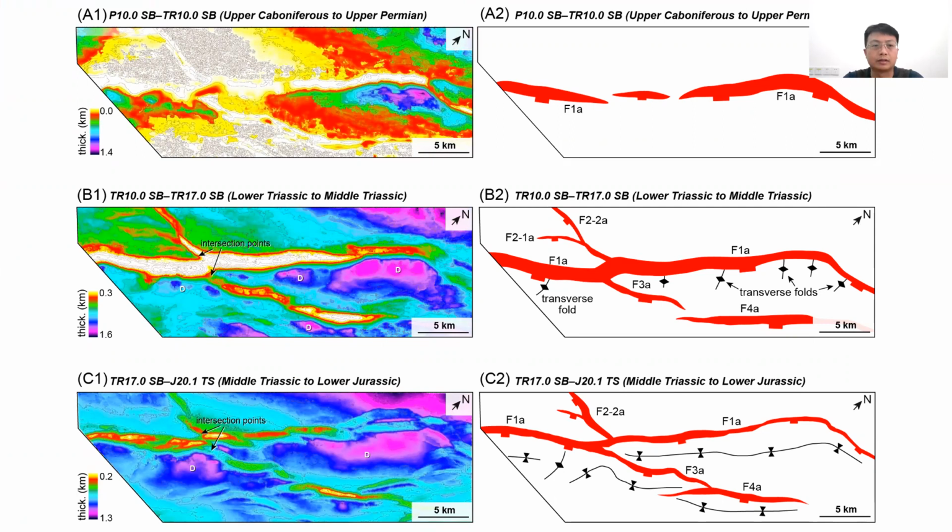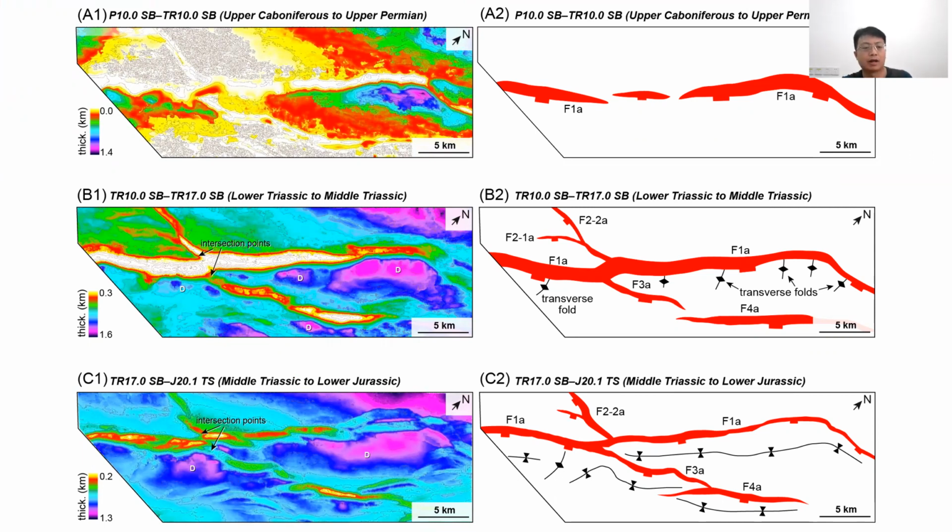We're showing that at the late Upper Carboniferous to Upper Permian, there was only sedimentation in the hanging wall of F1. Therefore, F1 was only active in the late Carboniferous. However, from lower to mid Triassic, we see that F1 was reactivated. At the same time, F2, F3, and F4 also developed, therefore developing a fault network at the lower to mid Triassic stage.